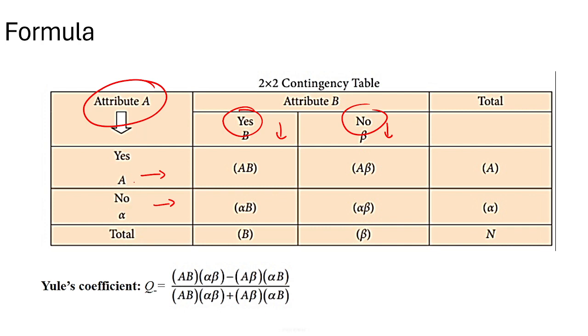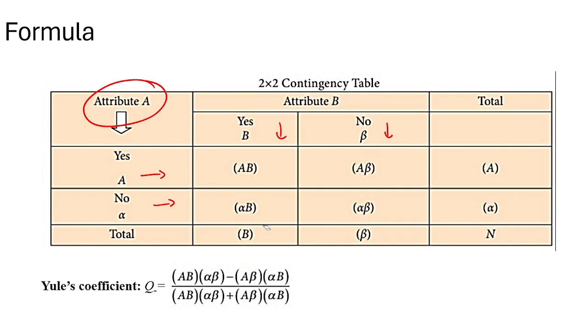The presence is denoted by a capital letter, right? Capital A means yes, it is present. Capital B means it is present. And alpha, beta are used for non-presence. If we see AB, what does it mean? Both are present. A beta means what? First present, second is not. Alpha B means first not but second is present. And alpha beta means both are not present.